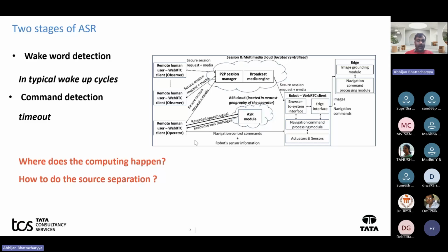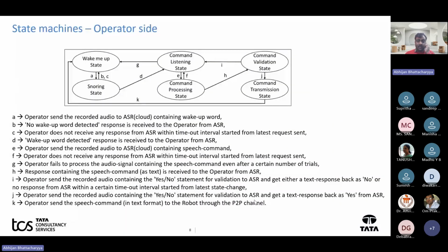So the question is where the compute happens. The compute happens here. This can be put to a localized compute, as I said, and the source separation happens this way, right? Without making things much complicated. So this is the state machine of the operator side, and you need not go to the details. I have given the paper that was published as a demo in ComsNets. I've given this in the slide later.